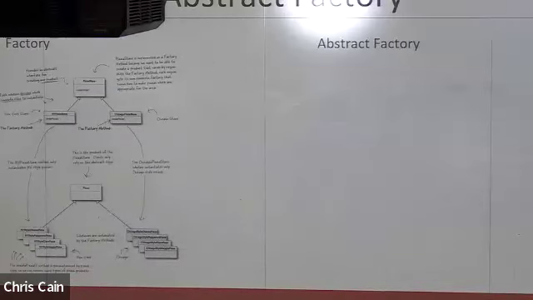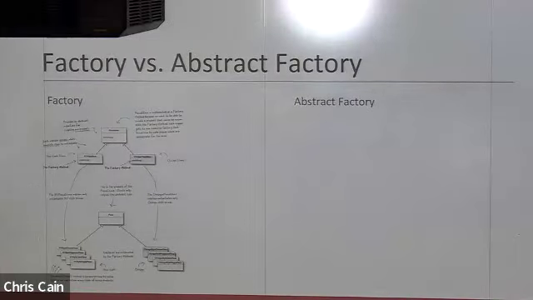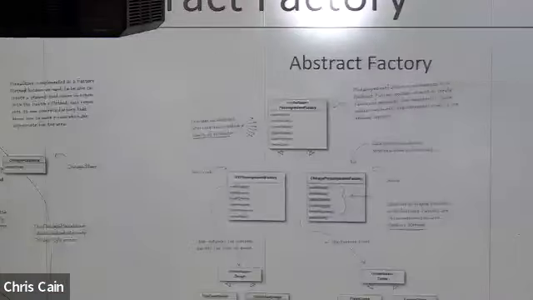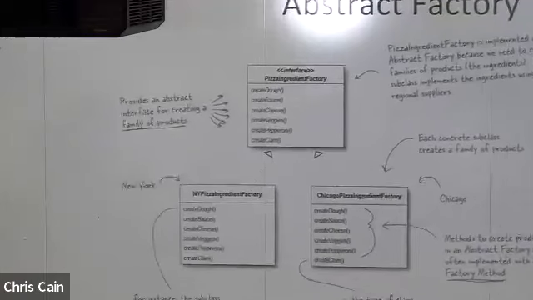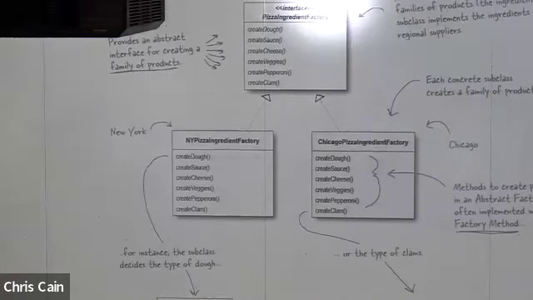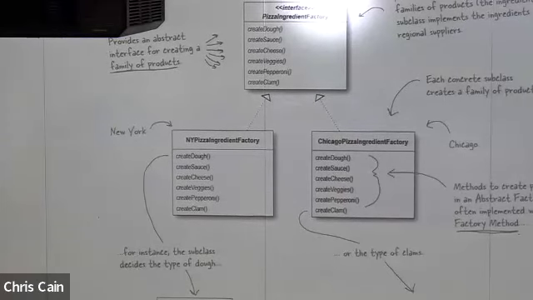On the other hand, an abstract factory isn't for a single product, it's for a family of related products. So the ingredients of a pizza is a family of related products. We have the dough, the sauce, the cheese, the veggies, the pepperoni, the clams, etc.